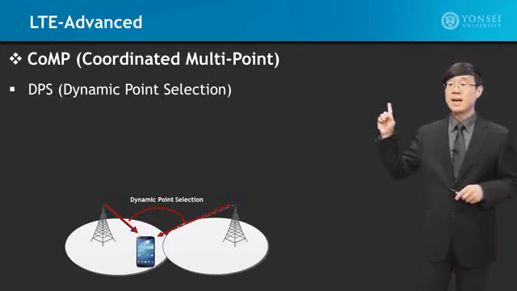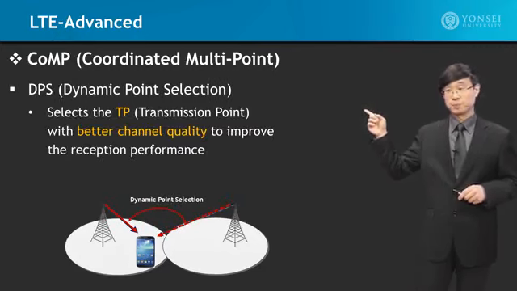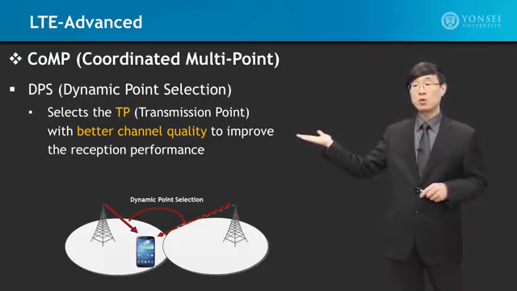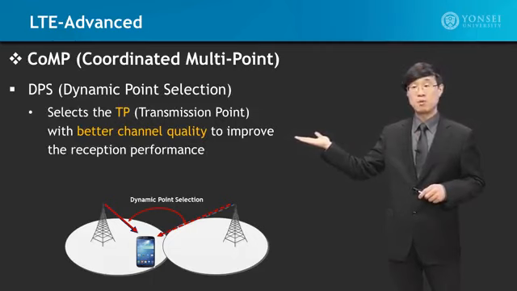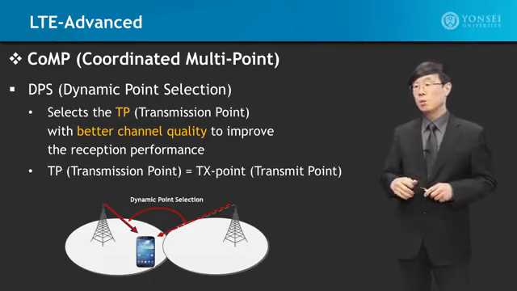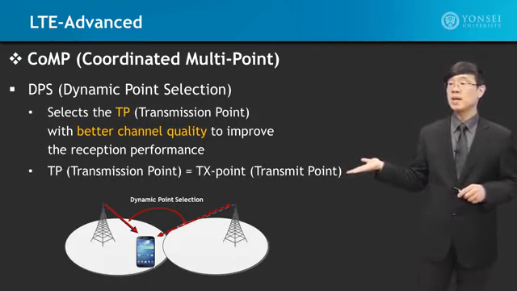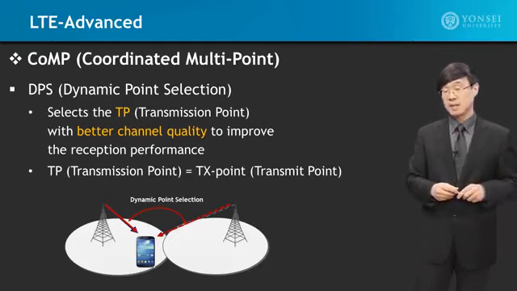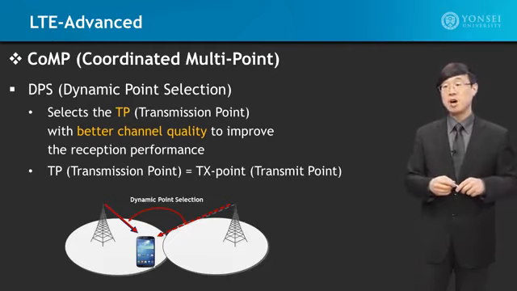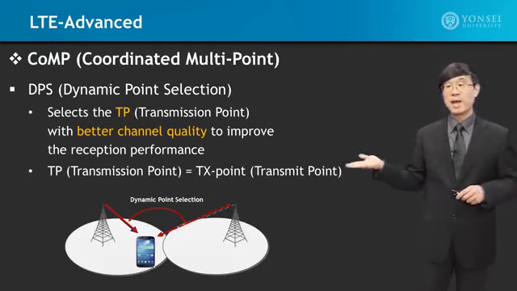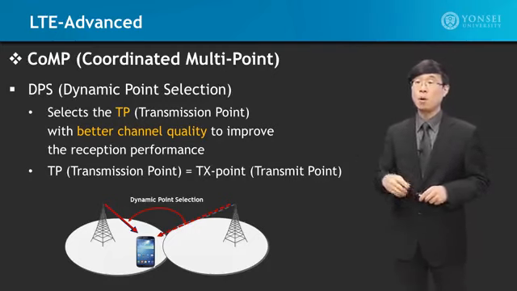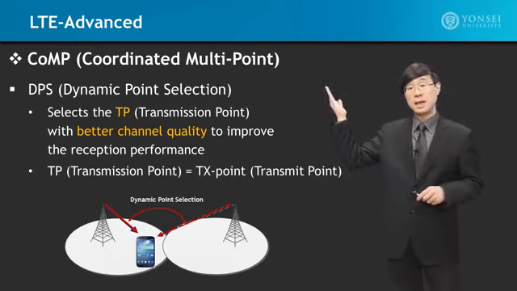Then there is dynamic point selection. This selects the transmission point with better channel quality to improve the reception performance. Here we will say transmission point or TX point. You will see either TP or TX point based on different documents that you may see. Basically, they're talking about the transmission point. And this is used very frequently in DPS technology for CoMP in LTE 4G.